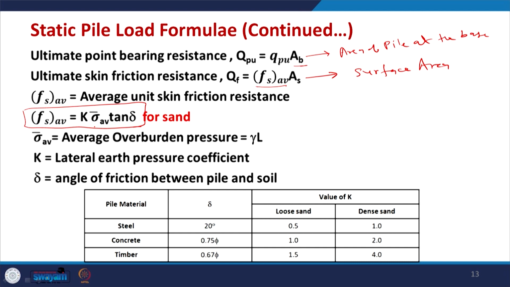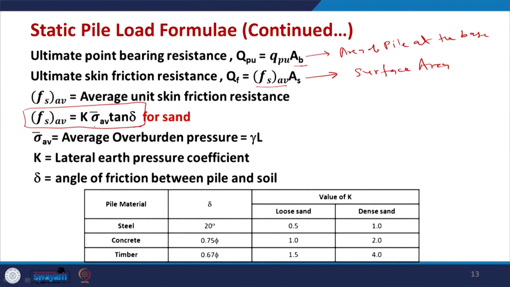Sigma average is the average overburden pressure. If gamma is constant throughout, then the average overburden pressure will be gamma L, but it needs to be taken only up to the critical depth, after that it will be constant. K is the lateral earth pressure coefficient, and delta is the angle of friction between pile and soil. The values of delta and K are listed in this table.